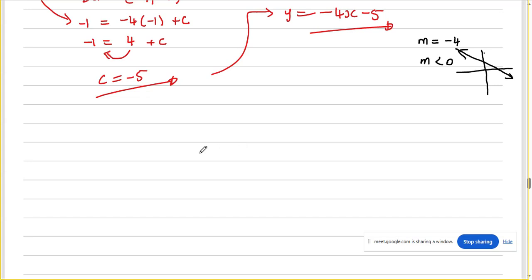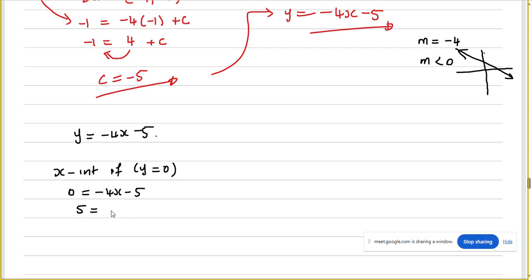So to plot the graph, we have y equals -4x - 5. First thing first, when you plot, you need to find the x-intercept and the y-intercept. The x-intercept, we find it if y is 0. So where there's y in the equation, you put 0 and you solve for x. Bring the 5 to the other side, and this will be -4x. Divide both sides by -4. What is x equal to? It's going to be -5 over 4. That's the value of x.